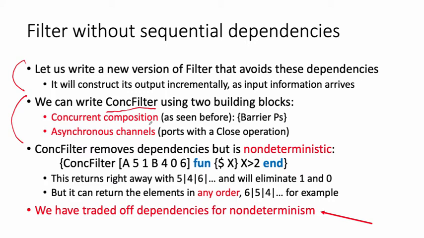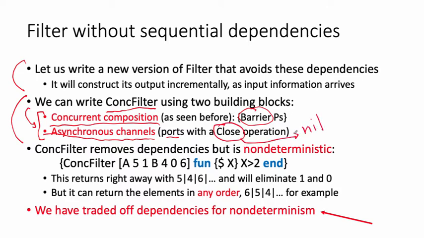So I'm going to use the concurrent composition. I'm going to actually use barrier in there to make it work. And I will also use ports, so asynchronous channels. Those are the 2 building blocks we will use. But ports with a close operation, which adds nil to the end.